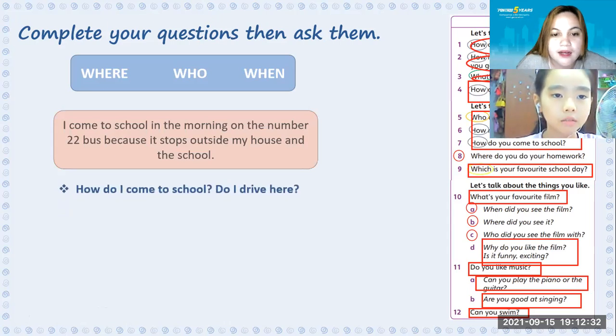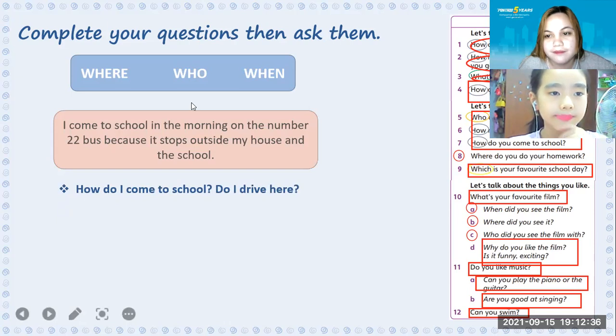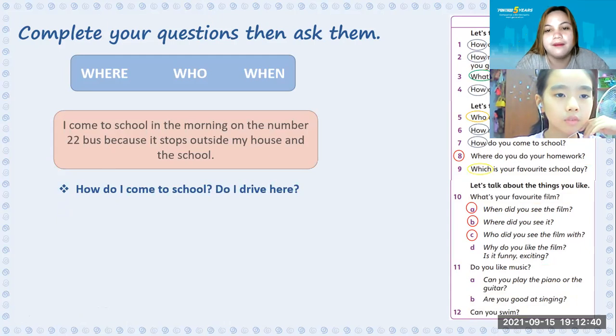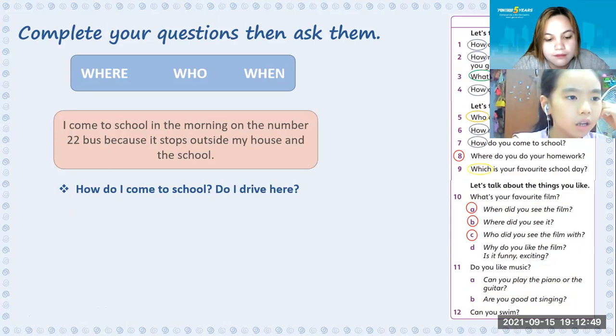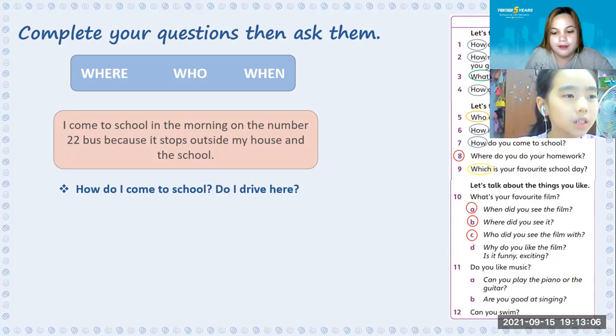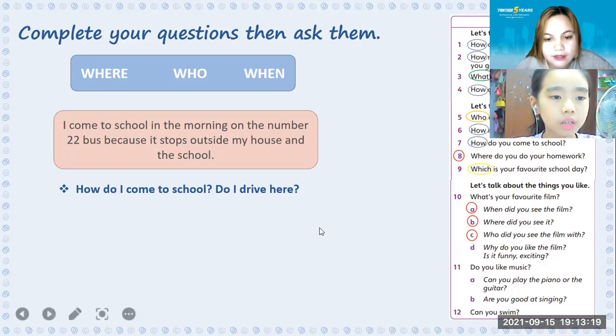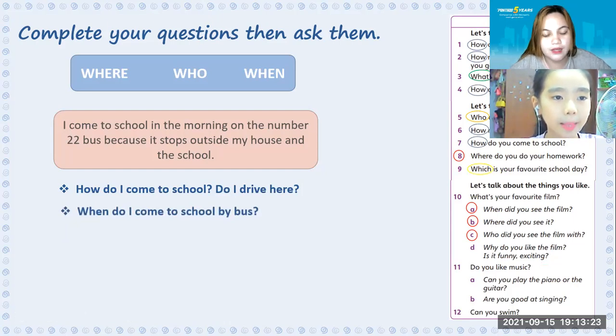Okay, next one. Can you read the sentence here on the box, please? Did you see it? I come to school in the morning on the number 22 bus because it stops outside my house in the school. Okay. Now, how do I come to school? Do I drive here? So those are some questions that you can use with that sentence. Next one, when do I come to school by bus? Okay, so let's answer the first one, Akiko. How do I come to school? Based on the sentence that you have read, what's your answer?